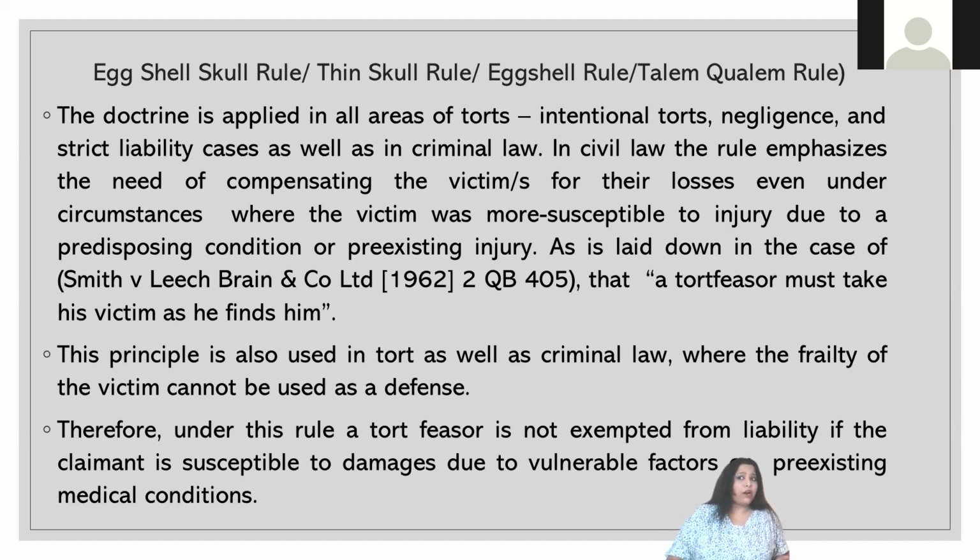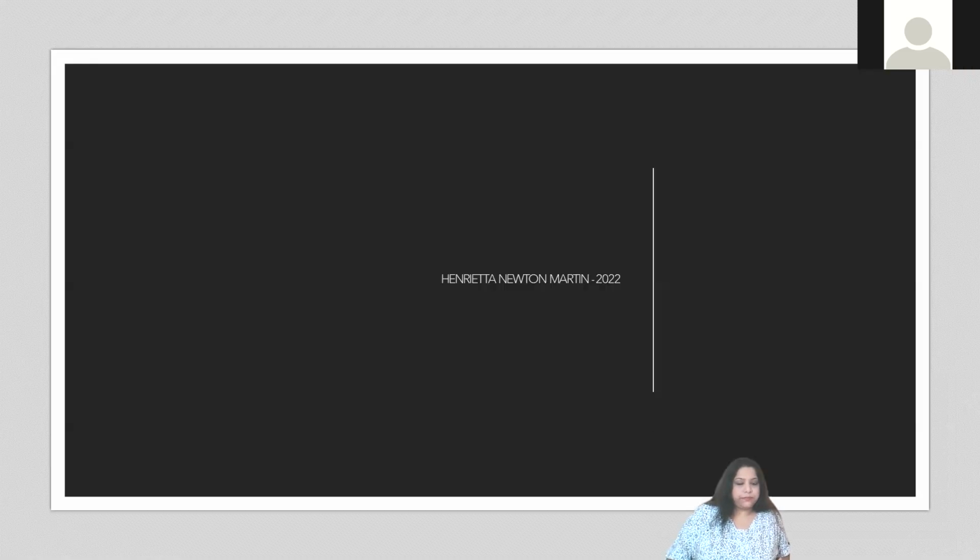We are studying the law of tort. Just trying to devise for Qasim. We are studying the law of tort. Tort means a civil wrong. And tortfeasor is a person who commits the wrong. So he is normally the defendant in the case, that is against whom we file the case. So therefore, under this rule, a tortfeasor is not exempted from liability if the claimant is susceptible to damage due to vulnerable factors or pre-existing medical conditions. So that's all for egg shell skull rule or thin skull rule.